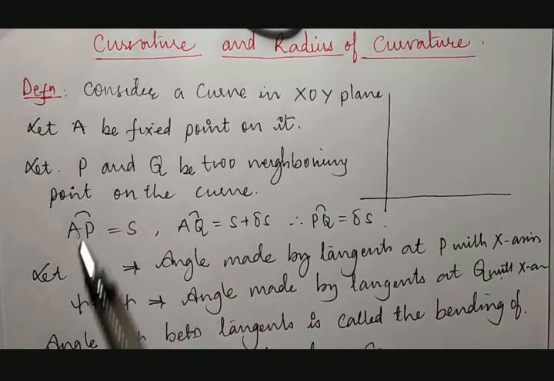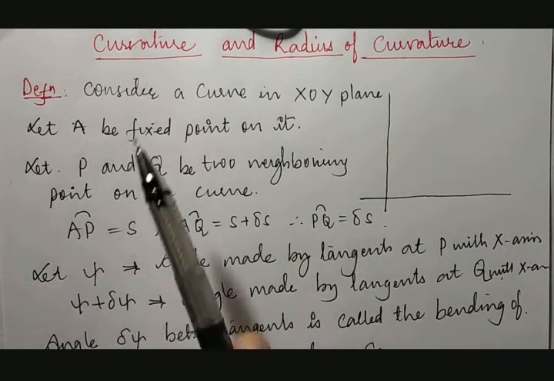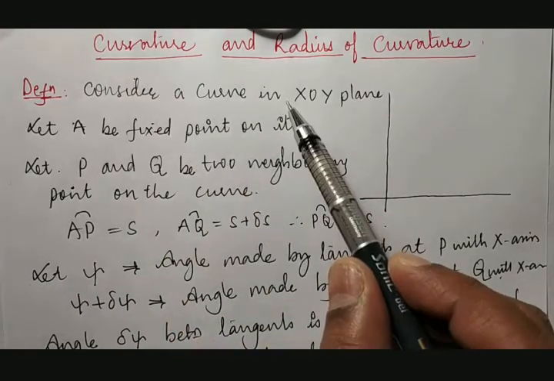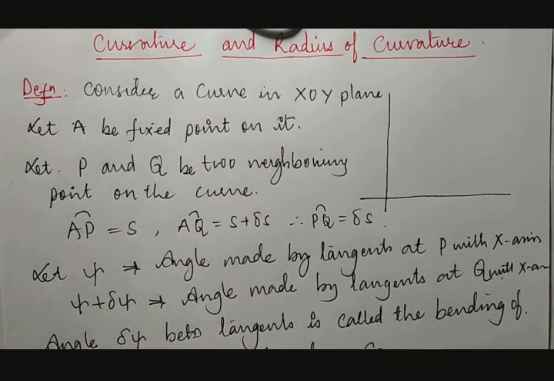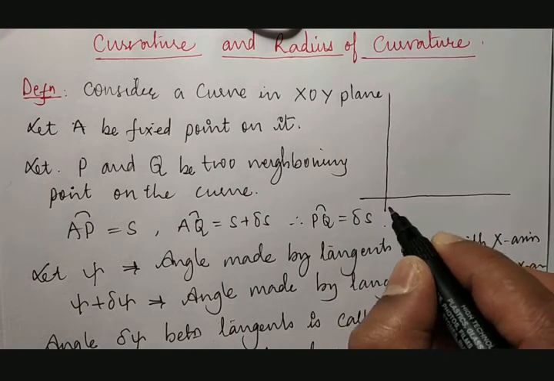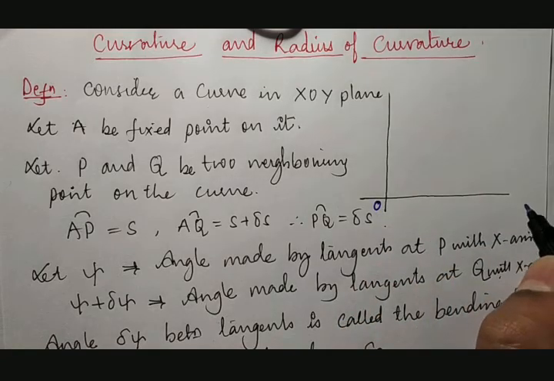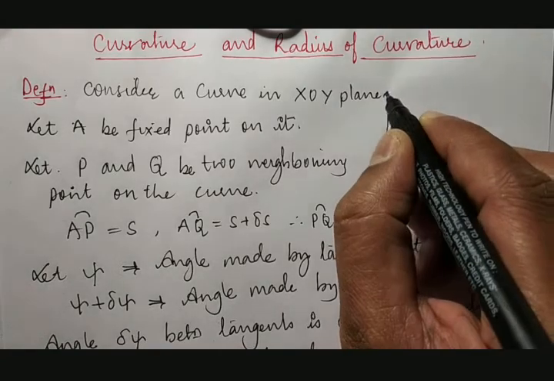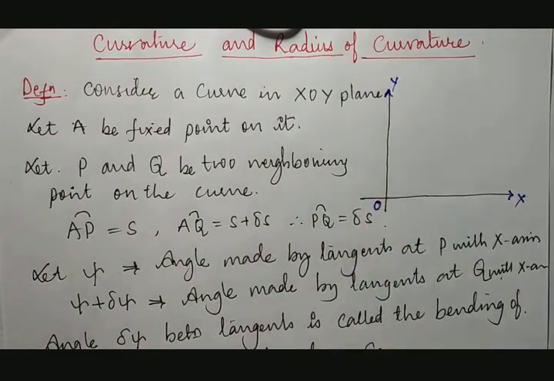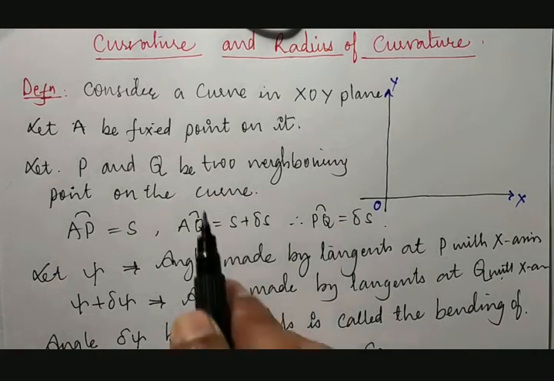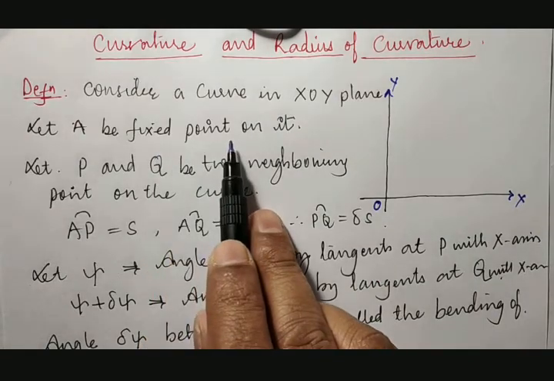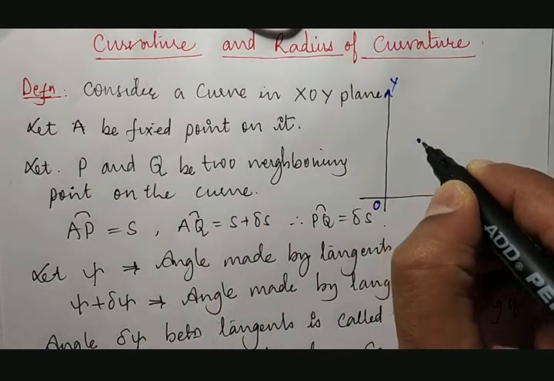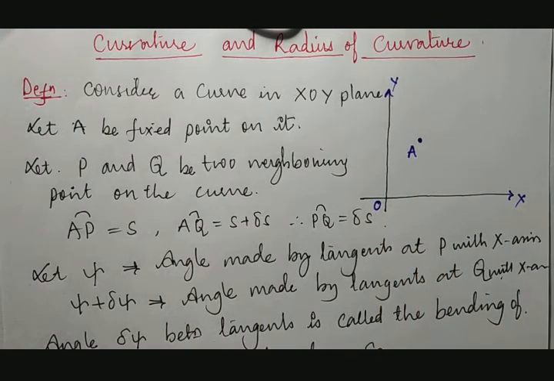Therefore, let us go with the definition of curvature. Let us consider a curve in an XOY plane. XOY plane means what here? We can take this as the origin, this is called the X line, and this is called the Y line. Let A be a fixed point on it. I'll take one point which is called A, and this is a fixed point.